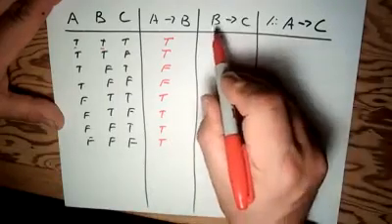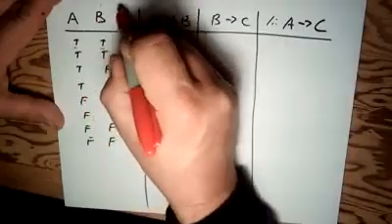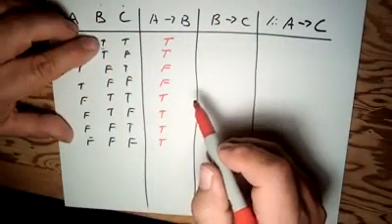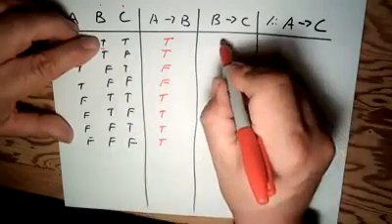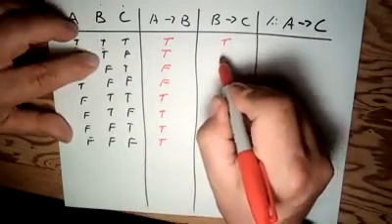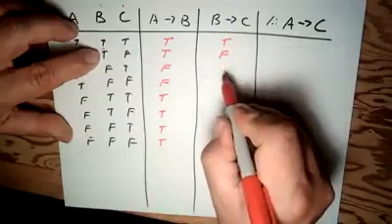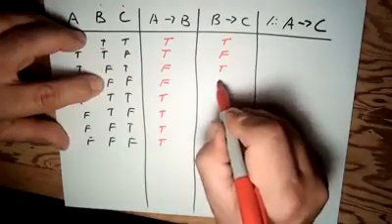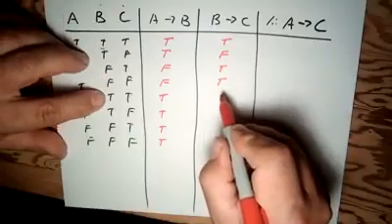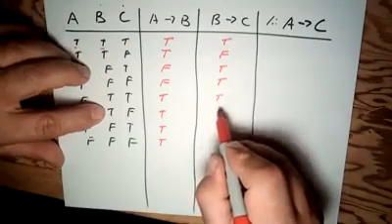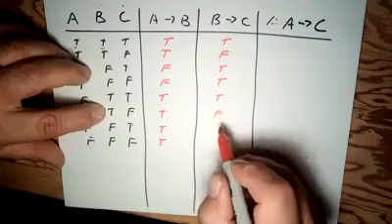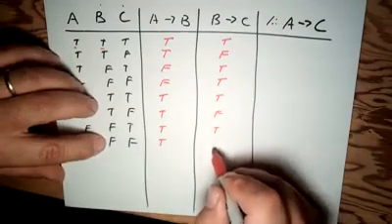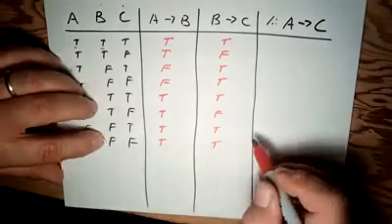Now we do the exact same process except with these two columns. So now we have true, then true is true. True, then false is false. False, then true is true. False, then false is true. True, then true is true. True, then false is false. False, then true is true. False, then false is true.